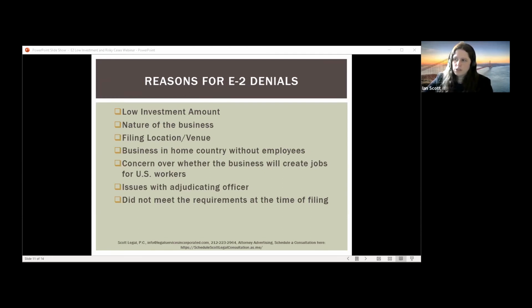Another is a concern over whether the business will create jobs for U.S. workers. A strong business plan is going to be really important here. Even more compelling is obviously hiring and paying an employee before you apply.